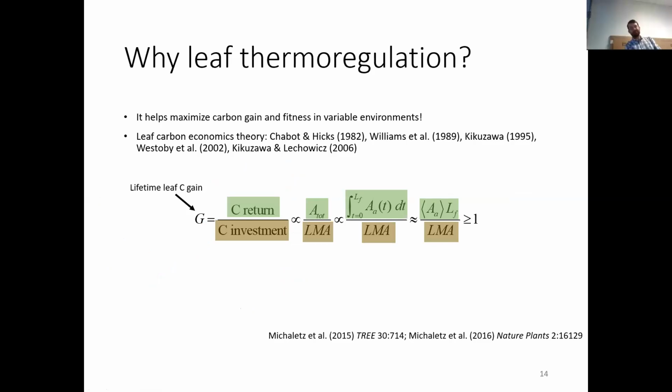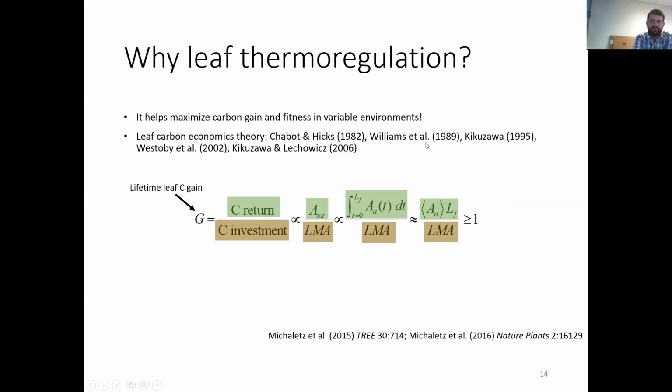So then we have to wonder, why would leaves thermoregulate? Why does this happen? One current hypothesis is that this phenomenon helps to maximize carbon gain and fitness in variable environments. To help explain this, we can take a look at leaf carbon economics theory.